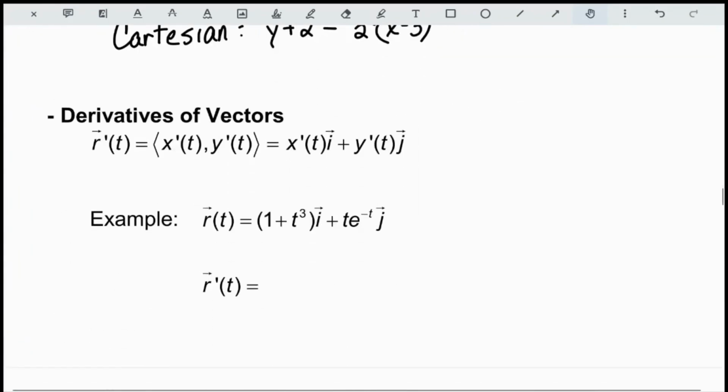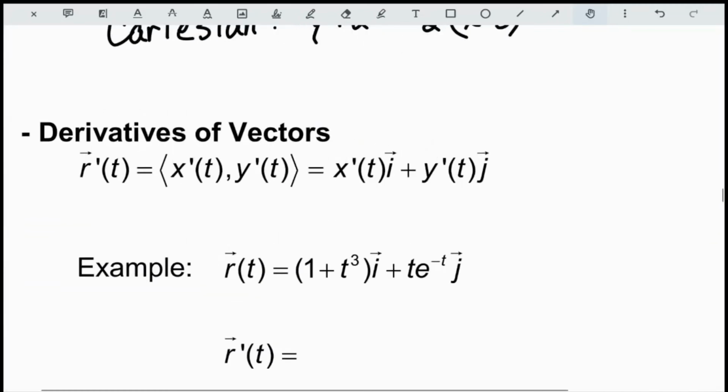Okay, so now let's get into the calculus part of this. So we can take derivatives and integrals of vectors very easily because we just go component by component. And that's what we're showing here: if I've got some vector, typically it's going to be a position vector, and I take the derivative, I just do the derivative one component at a time. Okay, so here's an example.